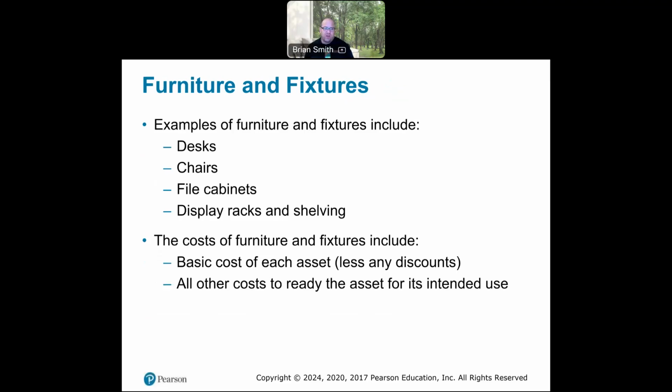Furniture and fixtures, you've got all these different things. Again, any delivery costs, anything that gets it ready for its intended use.